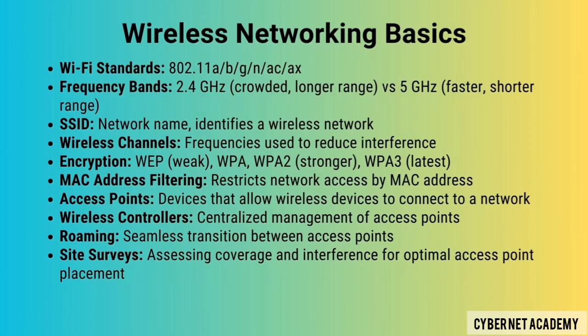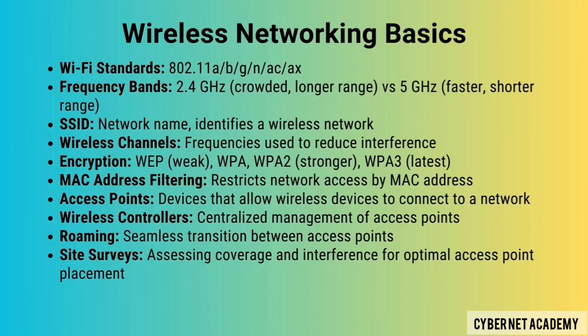Wireless networking has become ubiquitous, with Wi-Fi standards evolving from 802.11 a, b, and g to newer, faster standards like 802.11n, ac, and ax, Wi-Fi 6. These standards operate in different frequency bands: 2.4 GHz, more crowded but longer range, and 5 GHz, less interference, higher speeds, shorter range. The Service Set Identifier (SSID) is the network name that identifies a wireless network.